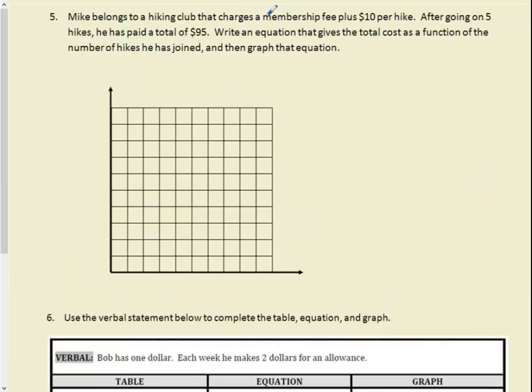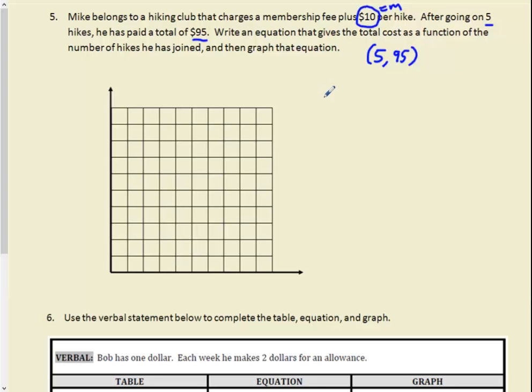Number 5. Mike belongs to a hiking club that charges a membership fee plus $10 per hike. After going on 5 hikes, he's paid a total of $95. So that gives us the coordinates of one of our points, (5, 95). We know the slope right here, $10 per hike. So write an equation that gives the total cost as a function of the number of hikes he has joined, and then graph that equation.